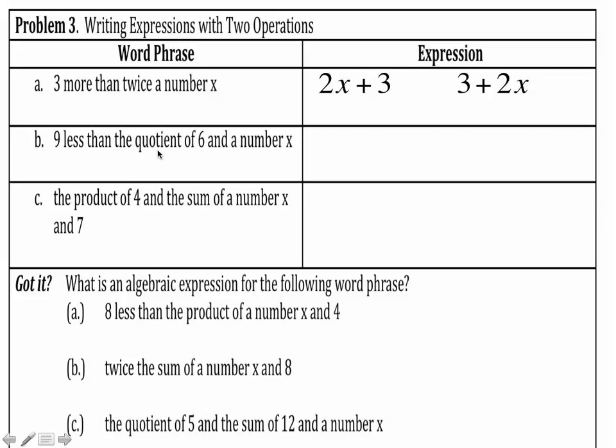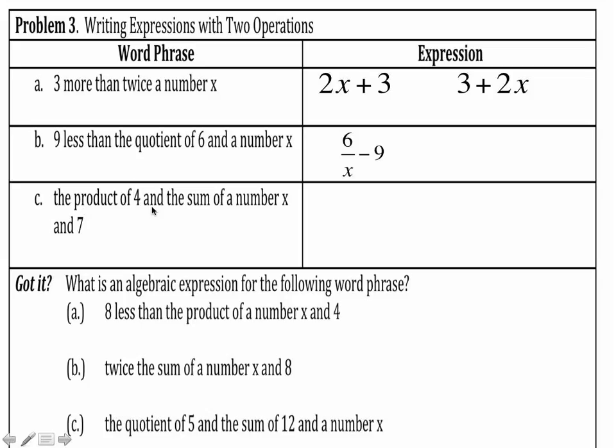9 less than the quotient of 6 and a number x. Well, quotient means division. So 6 and a number x would be 6 divided by x. And then I have to take 9 less than that. So I have to have my 6 divided by x, and then take the 9 off of it.